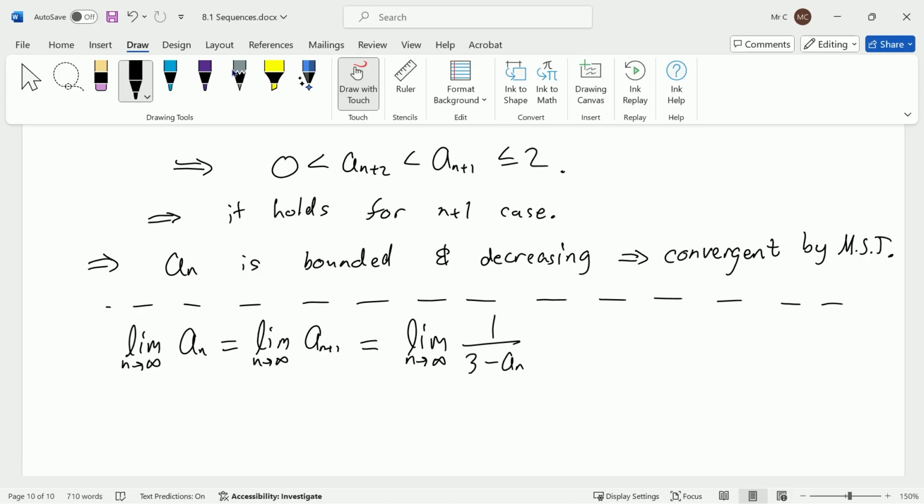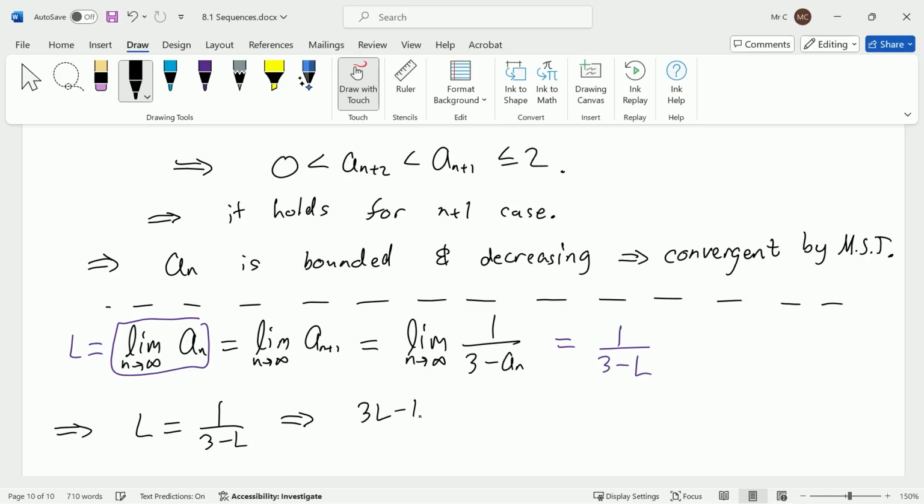And so what do we have here? If this limit as n goes to infinity of a sub n is L, then when I take this limit, this should be 1 over 3 minus L. So what that gives us as an equation, that L would have to be equal to 1 over 3 minus L. So I multiply the 3 minus L across. I get 3L minus L squared equals 1. I'll add the L squared and subtract the 3L. That gives me 0 equals L squared minus 3L plus 1.